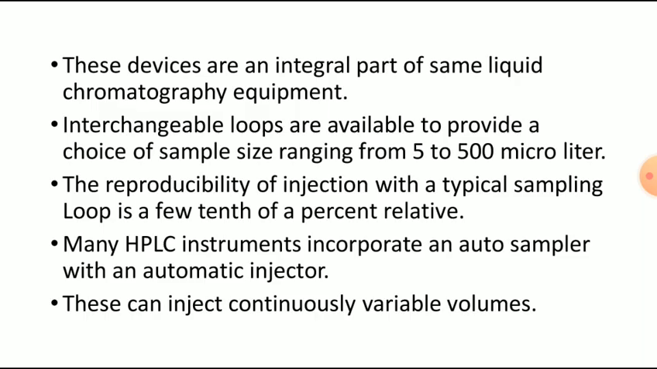Now we will see the remaining part of that sample injection system. These devices are an integral part of this same liquid chromatography equipment. Interchangeable loops are available to provide a choice of sample size ranging from 5 to 500 microliter. The reproducibility of injection with a typical sampling loop is a few tenths of a percent relative. Many HPLC instruments incorporate an auto sampler with an automatic injector. These can inject continuously variable volumes.